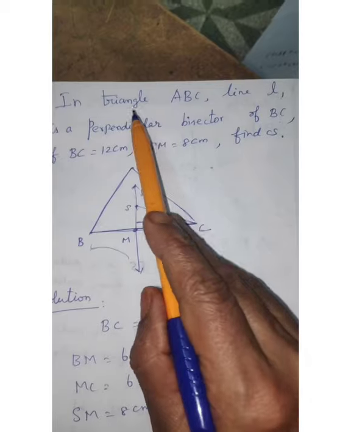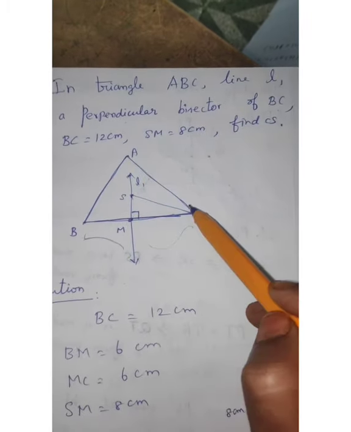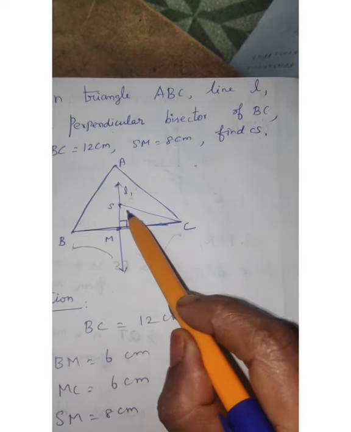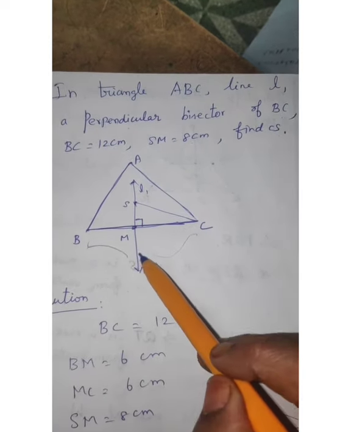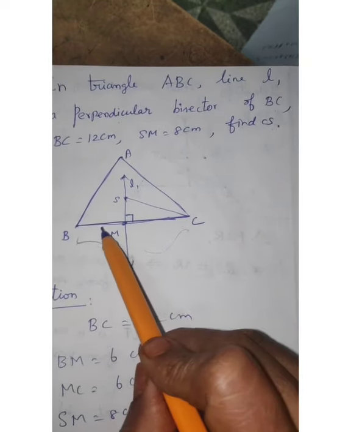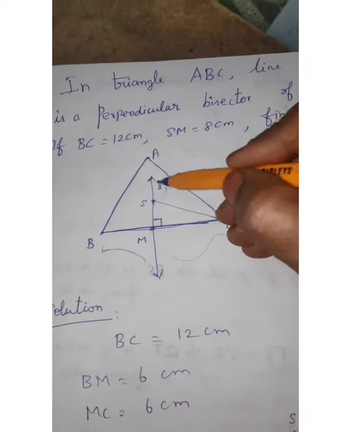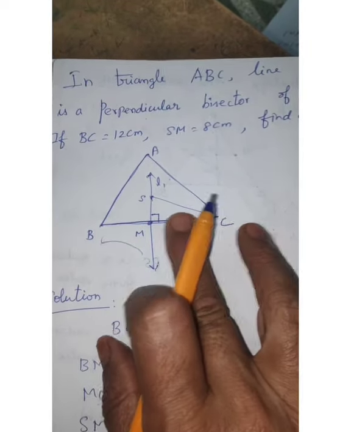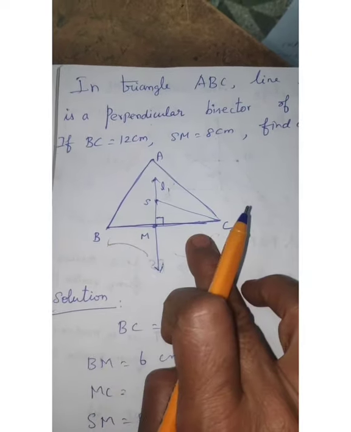Listen. Draw the triangle ABC. L1 is the line drawn through that point. So this L1 is a perpendicular line, a bisector of BC. L1 is the perpendicular line. Bisect means it divides the line BC into 2 equal parts.